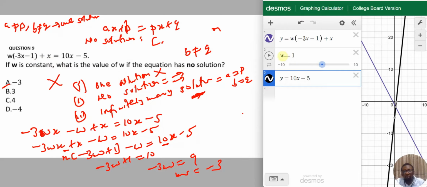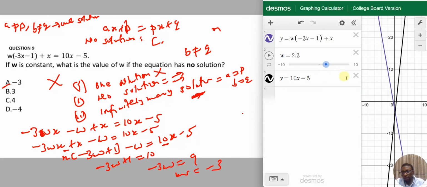So when w is 1 for equation 1, that means equations 1 and 2, if w is 1, that means I put 1 here. Then equations 1 and 2 have one solution, the intercept. If w is 2.3, they will still intersect at one solution. If w is 3, any value of w from here is giving us one solution.